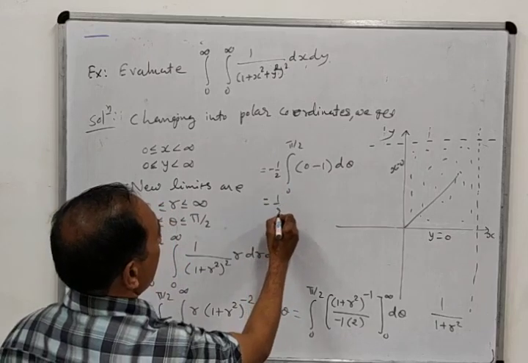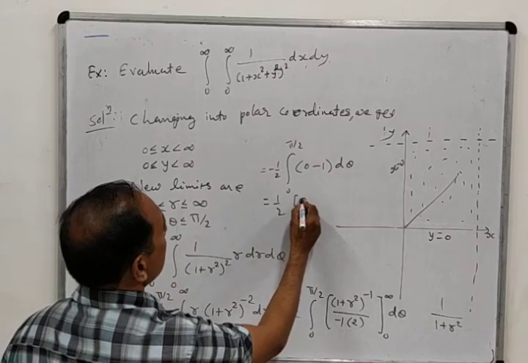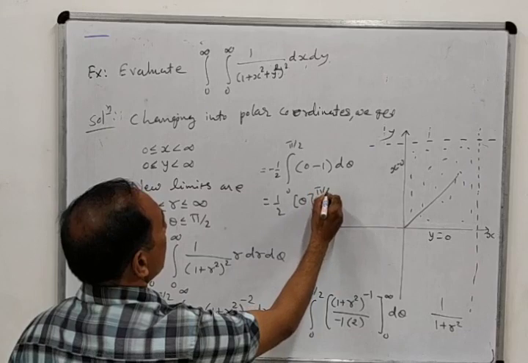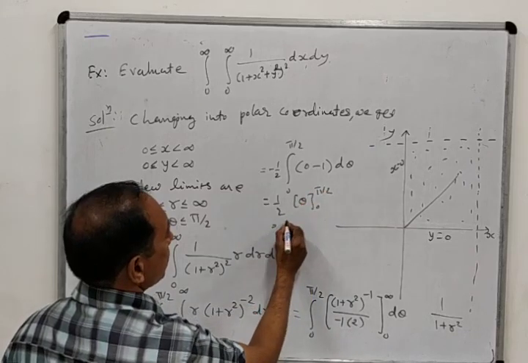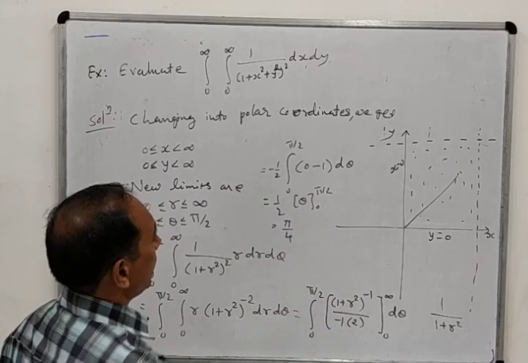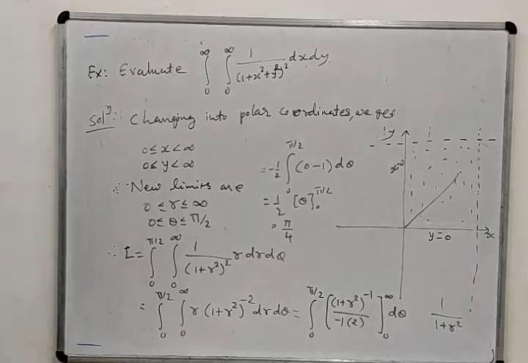So it will become 1 half. And d theta, this has the integration theta 0 to pi by 2. So this is what? Pi by 2 minus 0, so pi by 2. And there is 1 by 2, so pi by 4. So this is the solution of the problem. Okay? So you write down this solution.